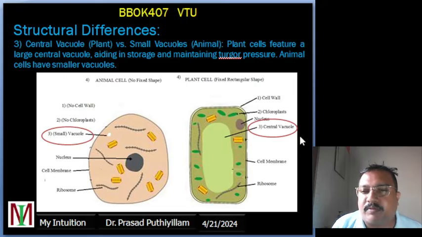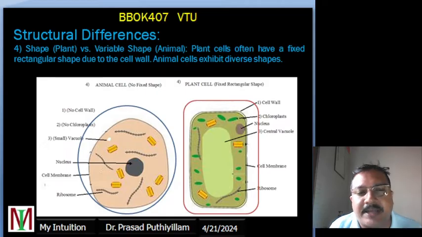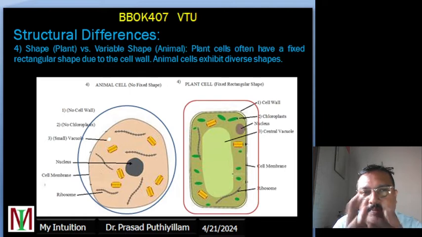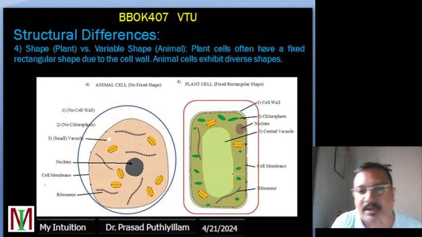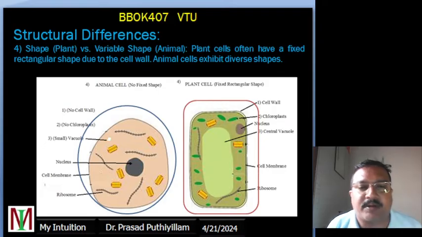Then comes the fourth point, the shape. The plant cells, with the cell wall, tend to be very boxy, rectangular. This shape helps them to pack together efficiently in the plant tissues. Whereas animal cells lack this particular shape. Square shape is not there, even circular shape is also not there. They are random shapes, sometimes round, sometimes oval, even irregular, depending upon the job that particular cell has to do.